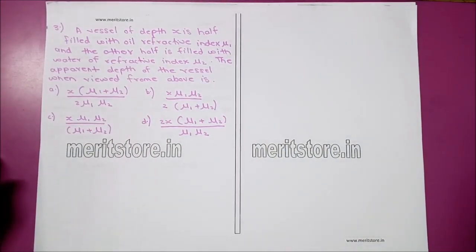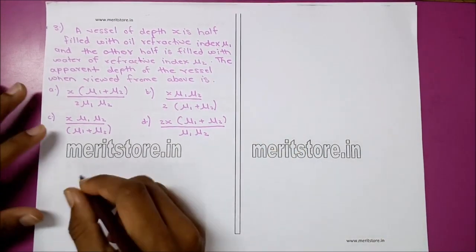A vessel of depth x is half filled with oil of refractive index mu1 and the other half is filled with water of refractive index mu2. The apparent depth of the vessel when viewed from above is: the options given are x times mu1, x into (mu1 plus mu2) upon 2 times mu1 mu2, x into mu1 mu2 upon 2 times (mu1 plus mu2), x into mu1 mu2 upon (mu1 plus mu2), and the last option is 2x into (mu1 plus mu2) upon mu1 mu2.